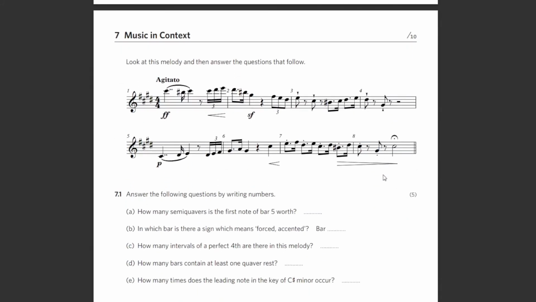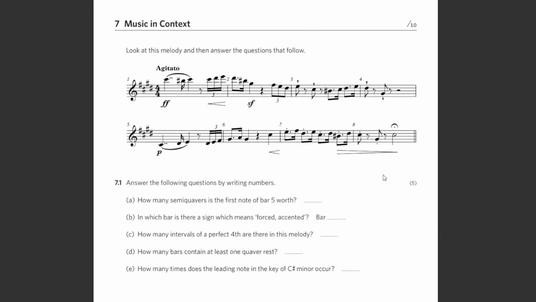The next section is on music in context, where you're given a piece of melody, usually around 8 bars long, and then you're asked questions about it. Let's look at 7.1. They ask you to answer the following questions by writing numbers. How many semiquavers is the first note of bar 1 worth?